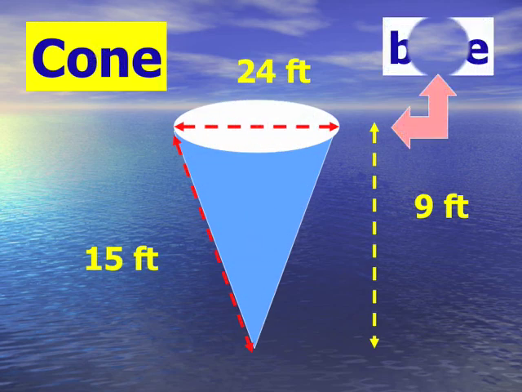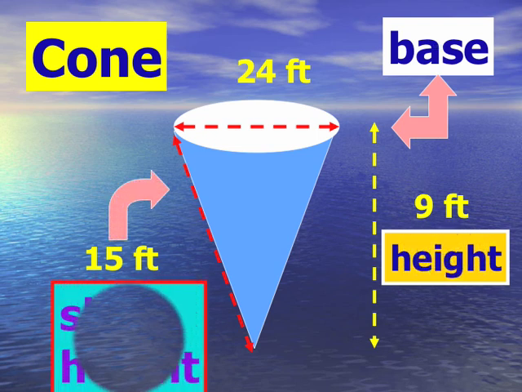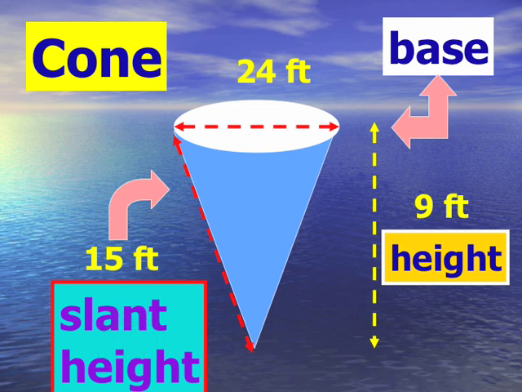Today we're going to look at the cone, and I'm going to teach you how to calculate both its surface area and its volume. At first glance, a lot of people don't recognize this, but a cone basically is 1/3 of a cylinder.